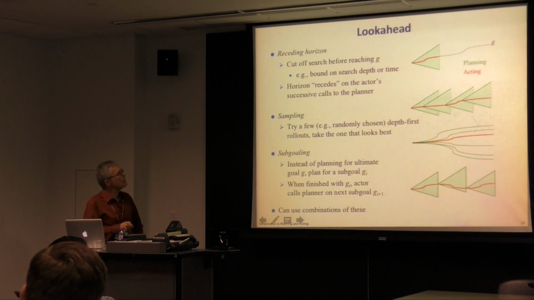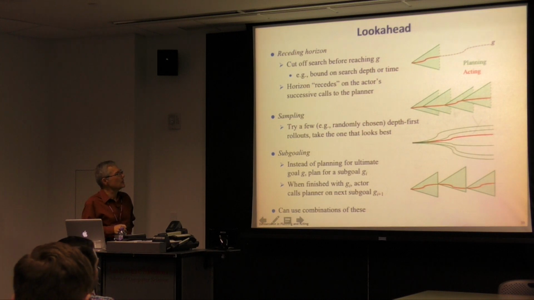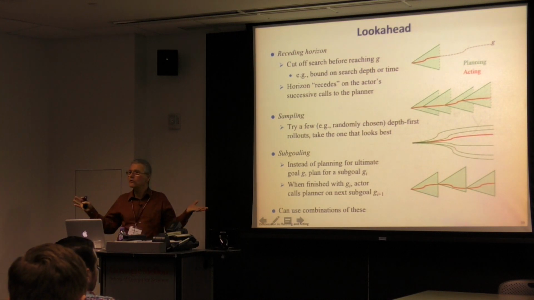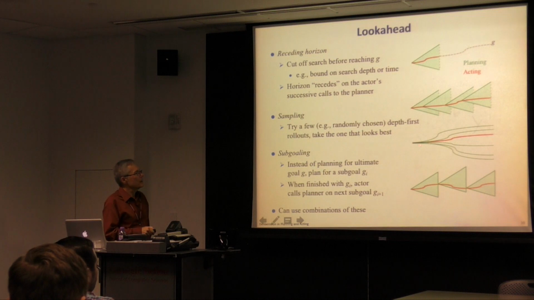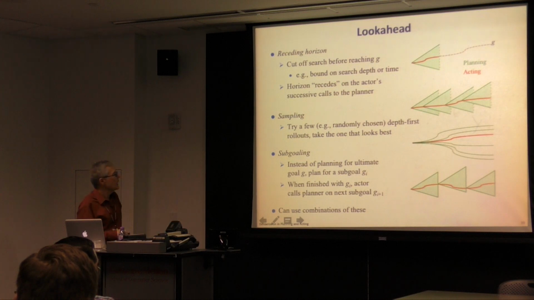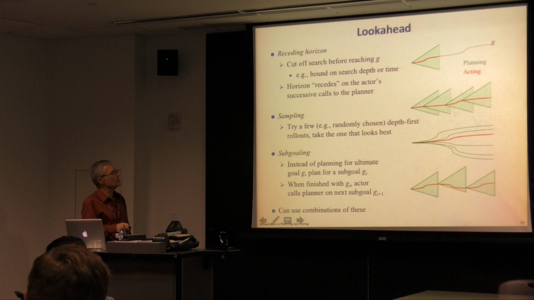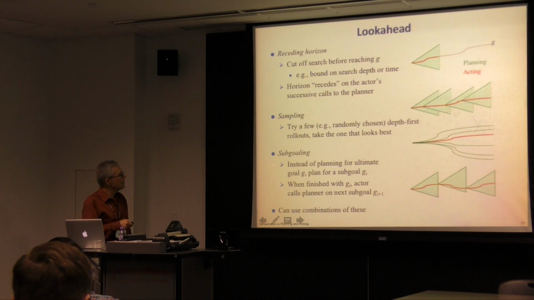Sampling. The idea there would be to try a few presumably randomly chosen depth-first rollouts that go all the way to the end, where you're looking for something that may get you to a goal, but you're not looking at all the possible alternatives. Okay? And if one of them looks like it's okay, you just use that, and you haven't searched the entire space.